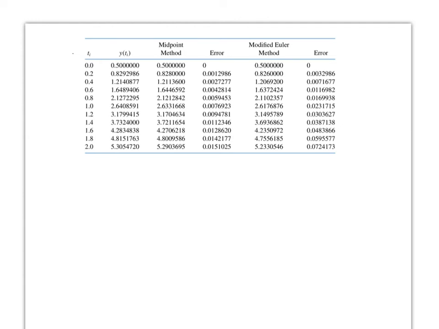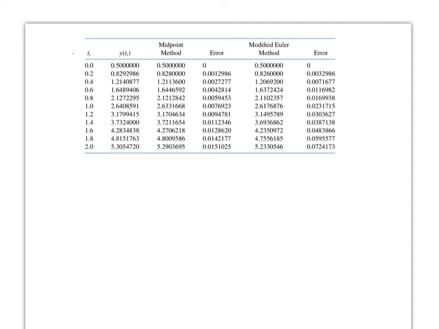And as you can see, for this particular example, the midpoint method is more accurate. It's closer to the answer for much of the steps than the modified Euler's method. So for this particular example, the midpoint method is actually much better.